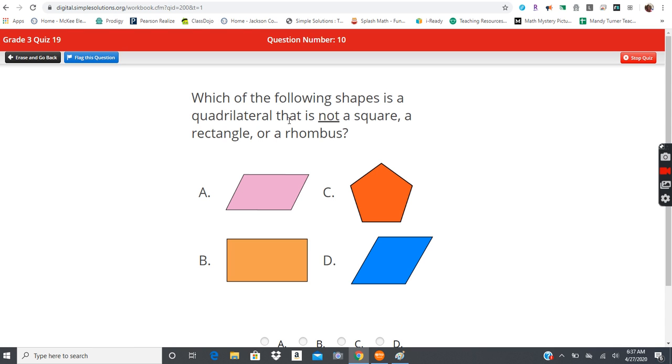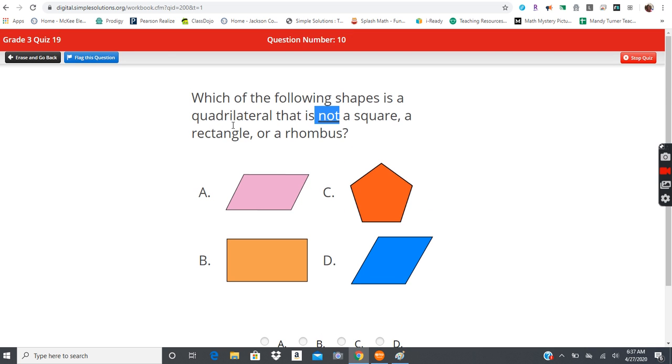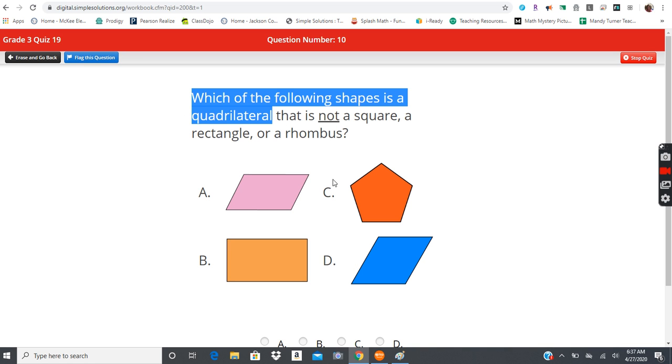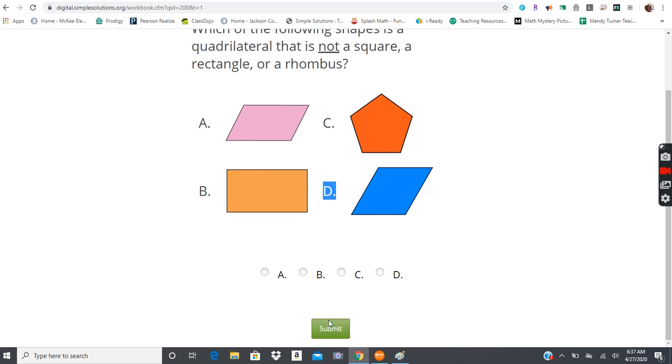Which of the following shapes is a quadrilateral that is not a square? Well, remember, a square can be a parallelogram, a rectangle, a rhombus, or a square. But a square can never be. Let's look. Which of the following shapes is a quadrilateral? Okay, so I can automatically eliminate C because it cannot be C. That is not a square, a rectangle, or a rhombus. Okay, so B is a rectangle. D is a rhombus. So A is a parallelogram.